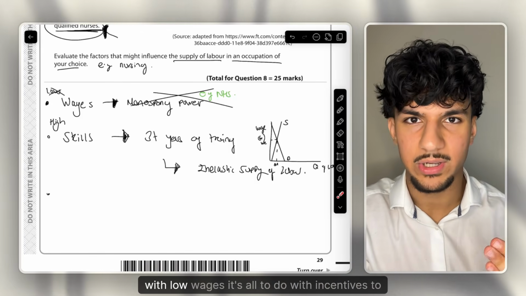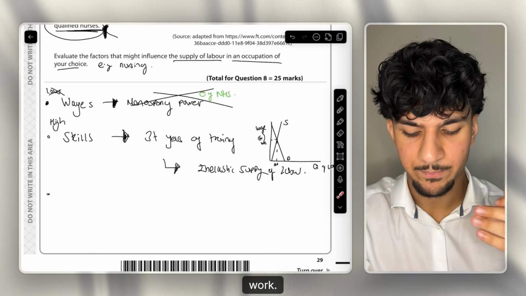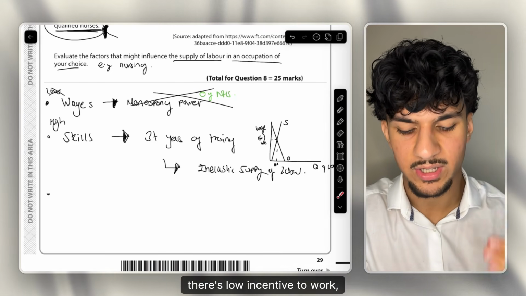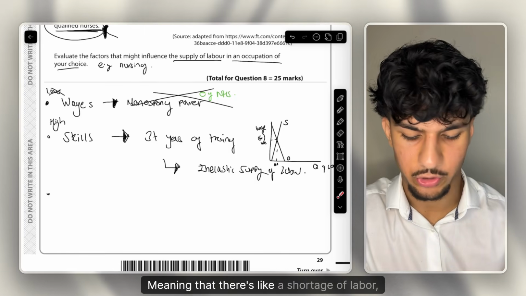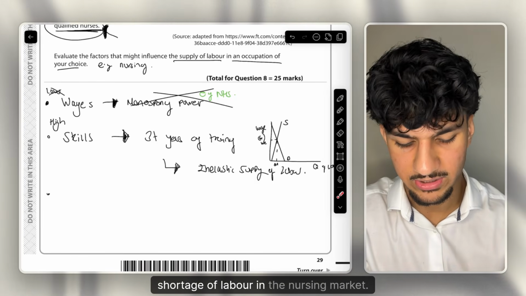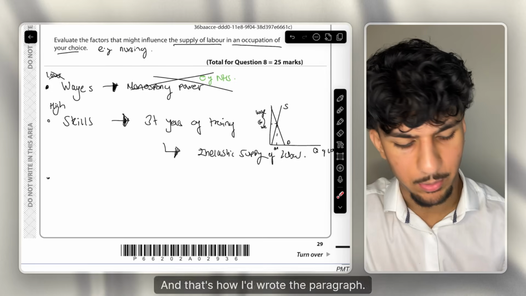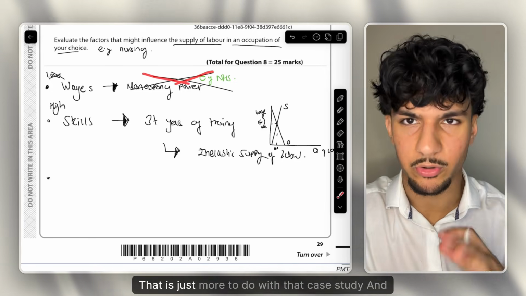Of course, with low wages, it's all to do with incentives to work. If there's low wages, there's low incentive to work, thus meaning that nurses will supply less labour, meaning that there's a shortage of labour in the nursing market. And that's how I'd word the paragraph. I probably would not mention the monopsony power. That is just more to do with that case study.